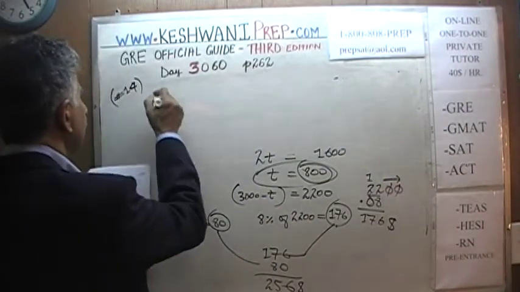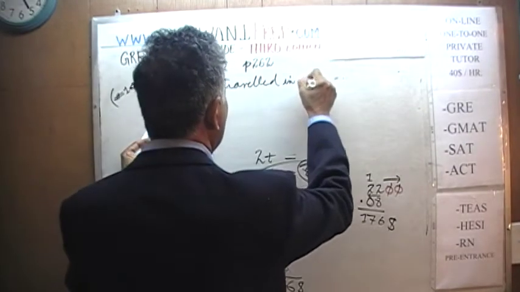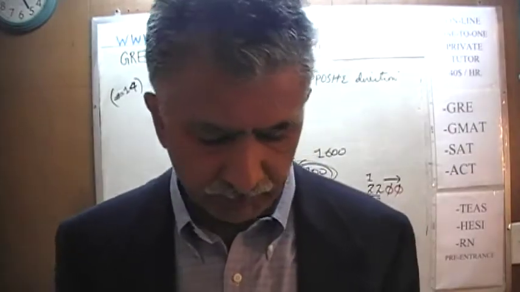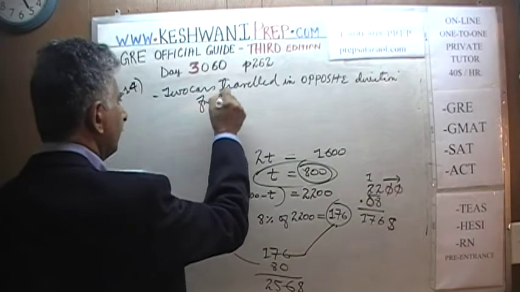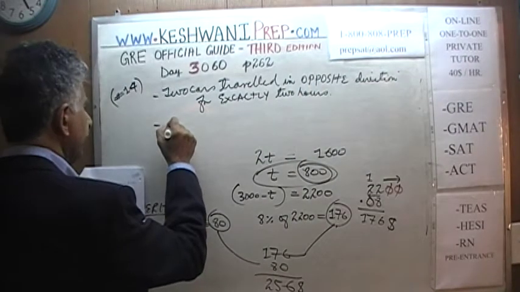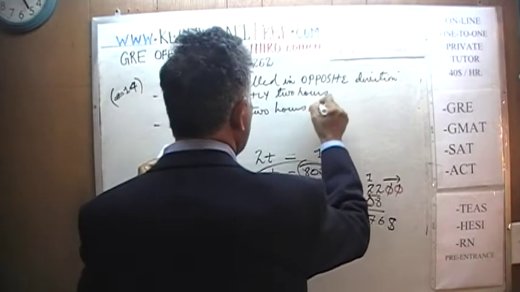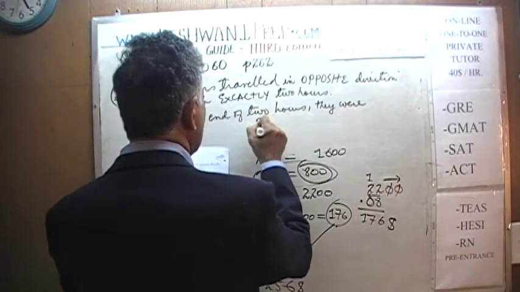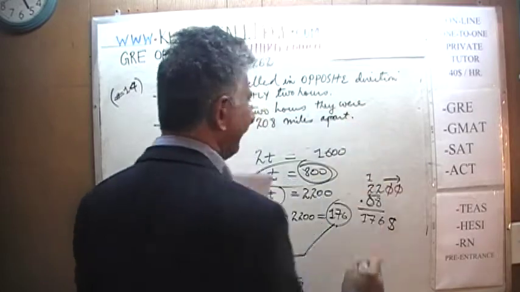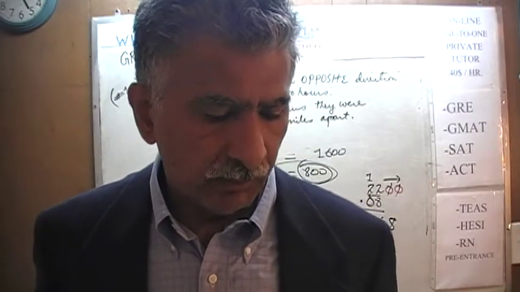So here we are told that we have two cars. We are told that they traveled in opposite directions on a straight line at constant speed. I'm not going to worry about any of this. You read the problem. For exactly 2 hours. We are further told that at the end of 2 hours, they were 208 miles apart. They were traveling in opposite directions at their respective speeds, and at the end of exactly 2 hours, they were 208 miles apart.